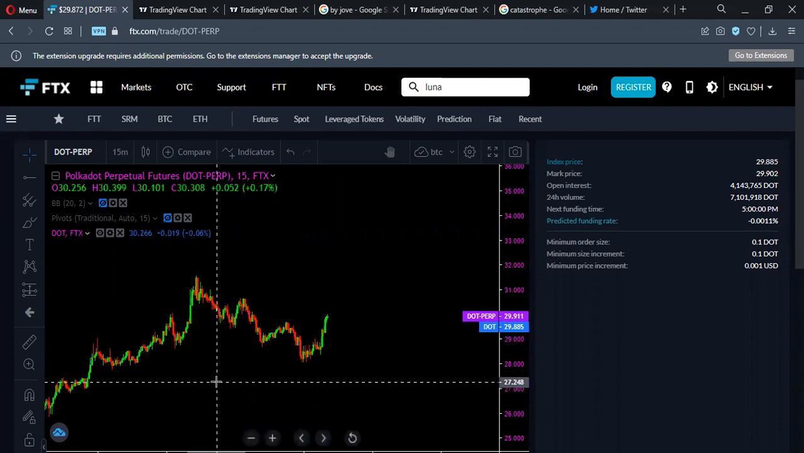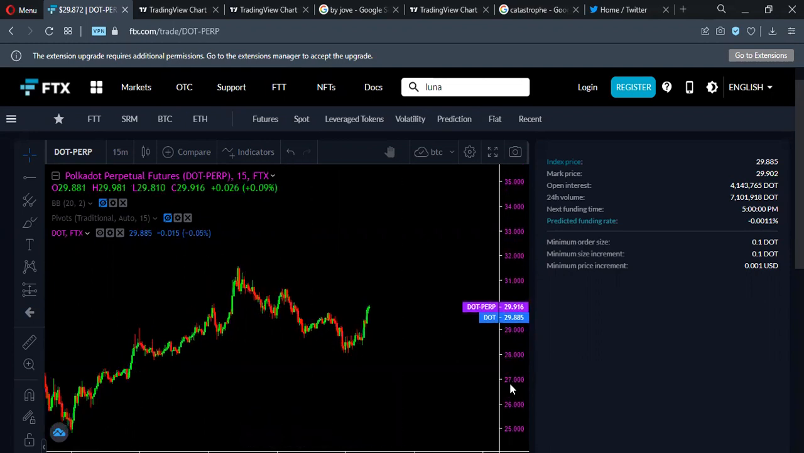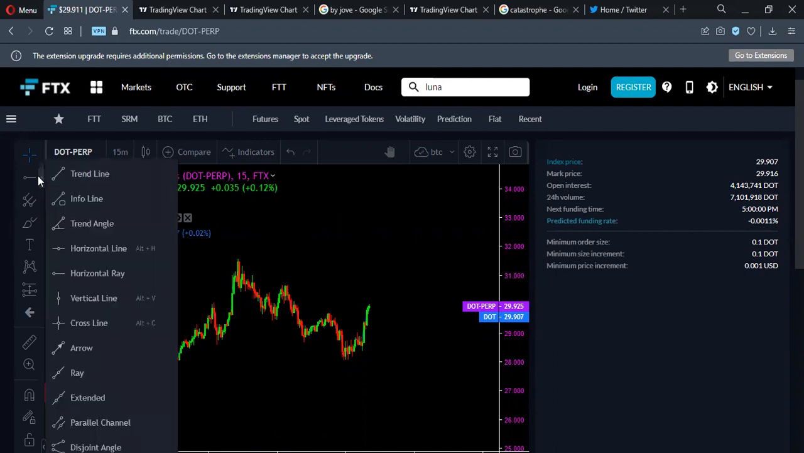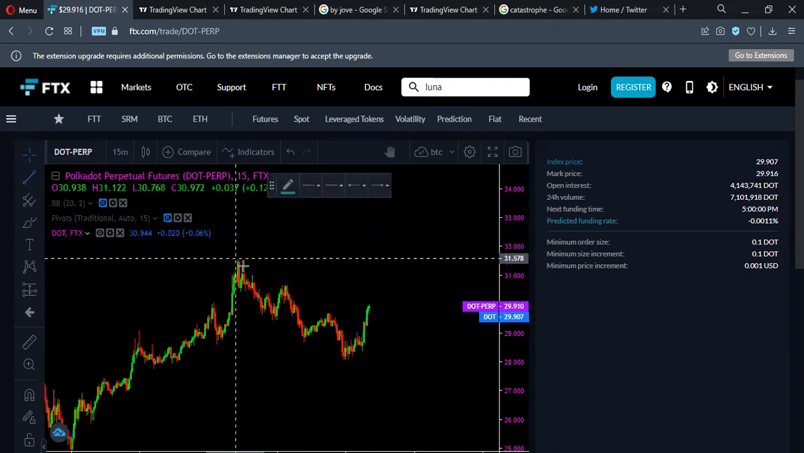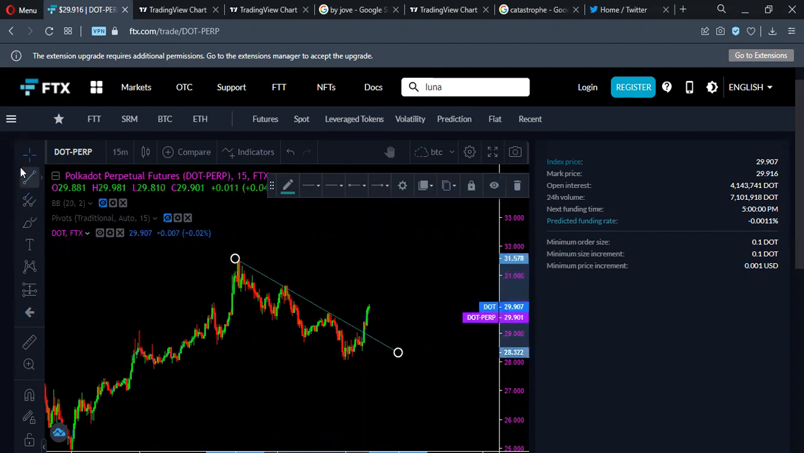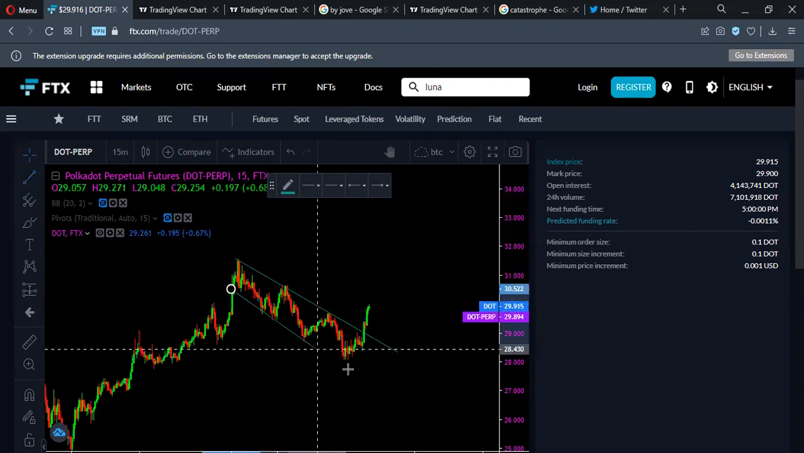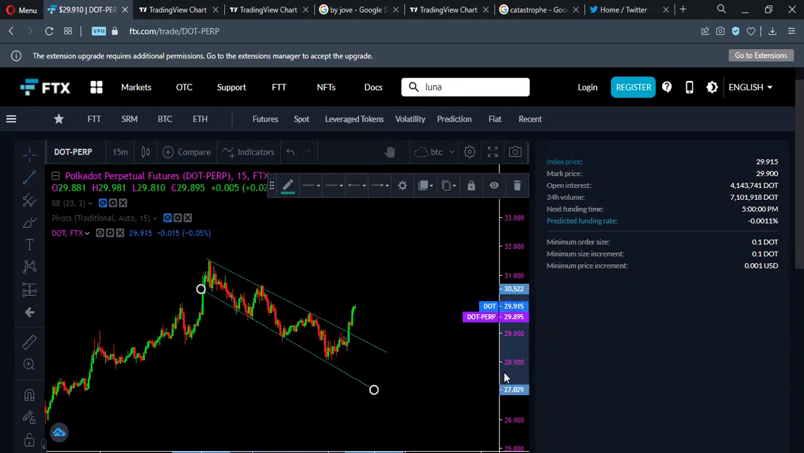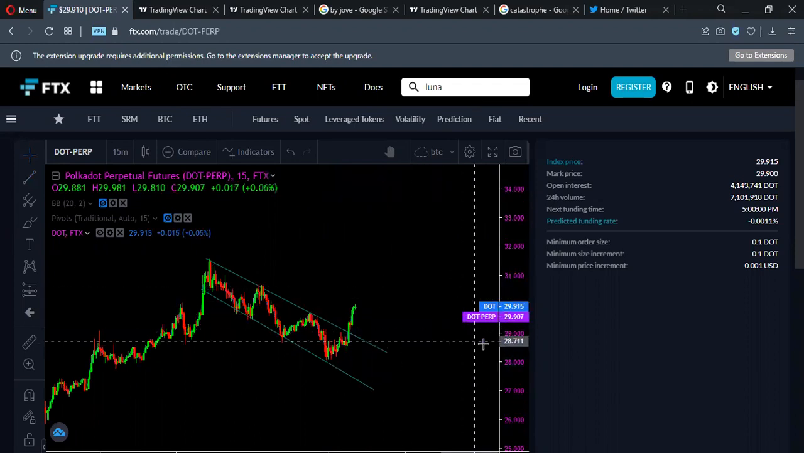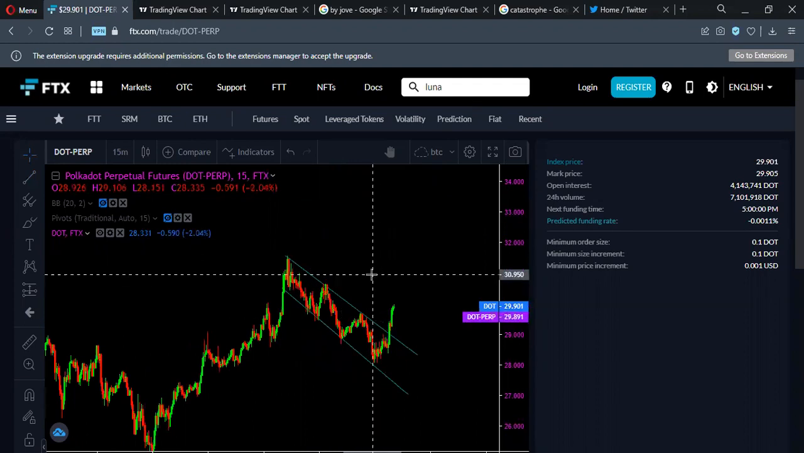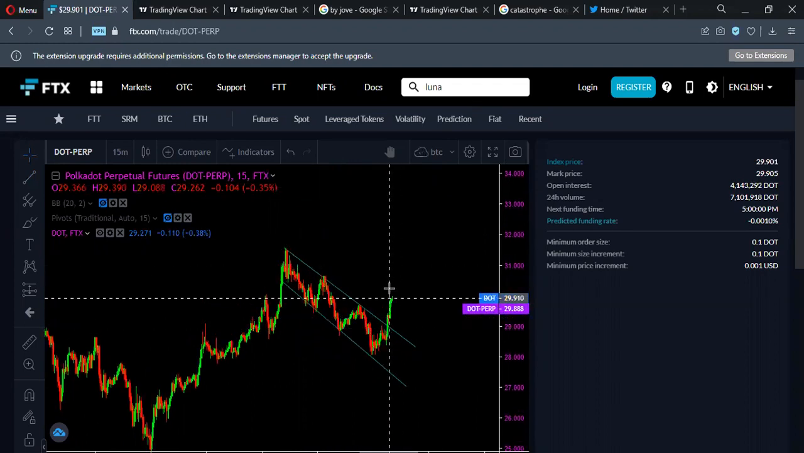Before my screen here is DOT perpetuals. We're just going to do a little analysis on that before we get to what we want to do today. So, DOT perpetuals, let me draw a little analysis on it. You can see here that it has actually broken out of this channel. Initially we had this channel, which it has broken out of.